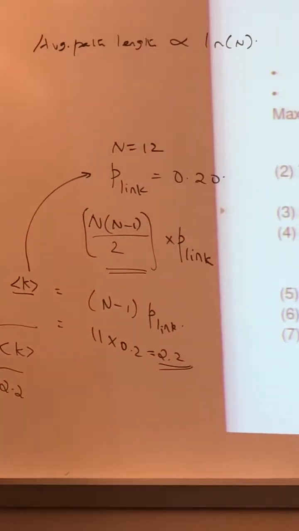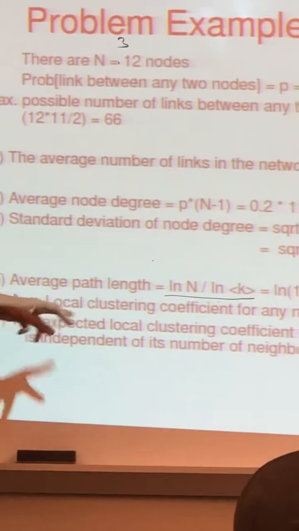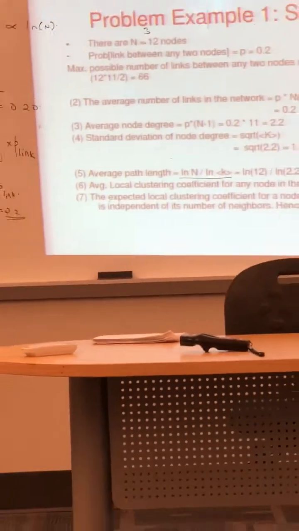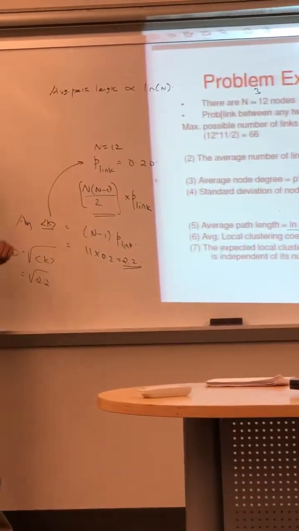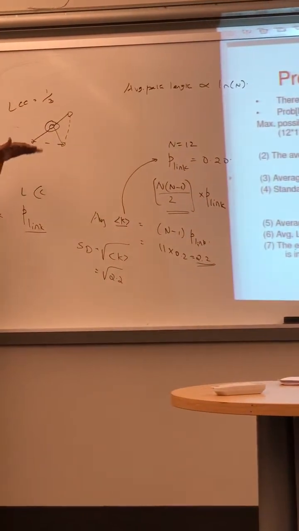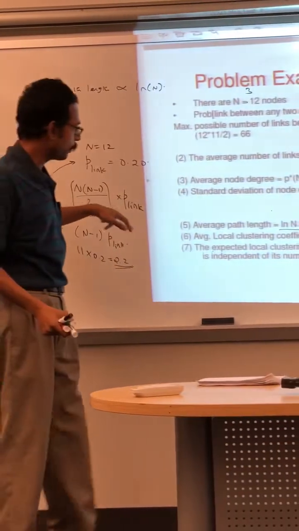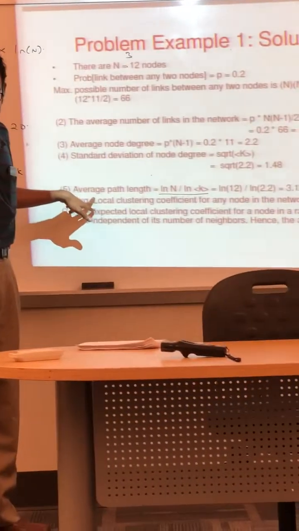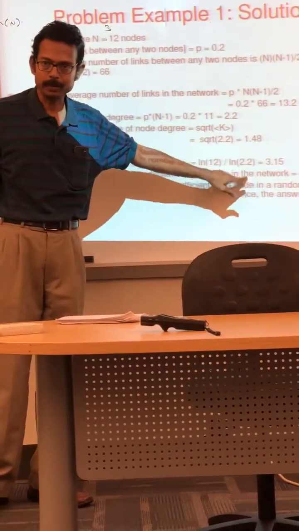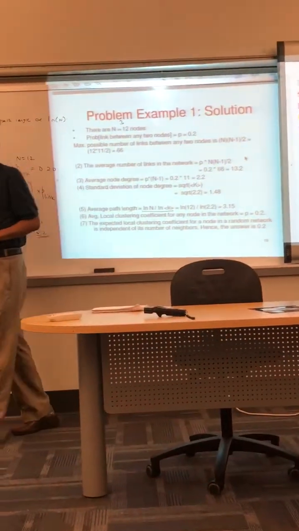Now the average local clustering coefficient for any node. Because we don't even have a network, we cannot find the average local clustering coefficient using our regular approach. What is our regular approach? Actual number of edges divided by the max number of edges. But this is a random network, so we should be able to say the local clustering coefficient for any node is expected to be what? That p-link value, because that's the probability for an edge between any two nodes. So that's 0.2.